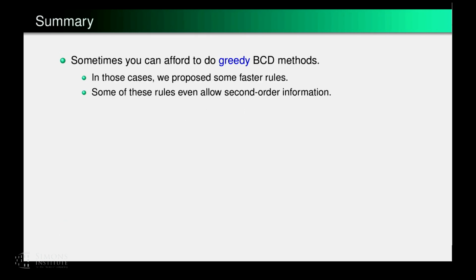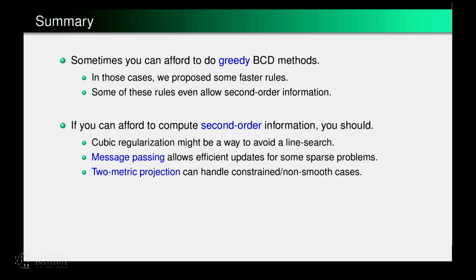So to wrap up, because my voice is not going to last too much longer, sometimes you can really afford to do greedy BCD methods, and in those cases, you probably should. So in those cases, we propose some rules that make them go slightly faster, and they can even incorporate second-order information in an efficient way. But if you can afford to do second-order information, you probably should.